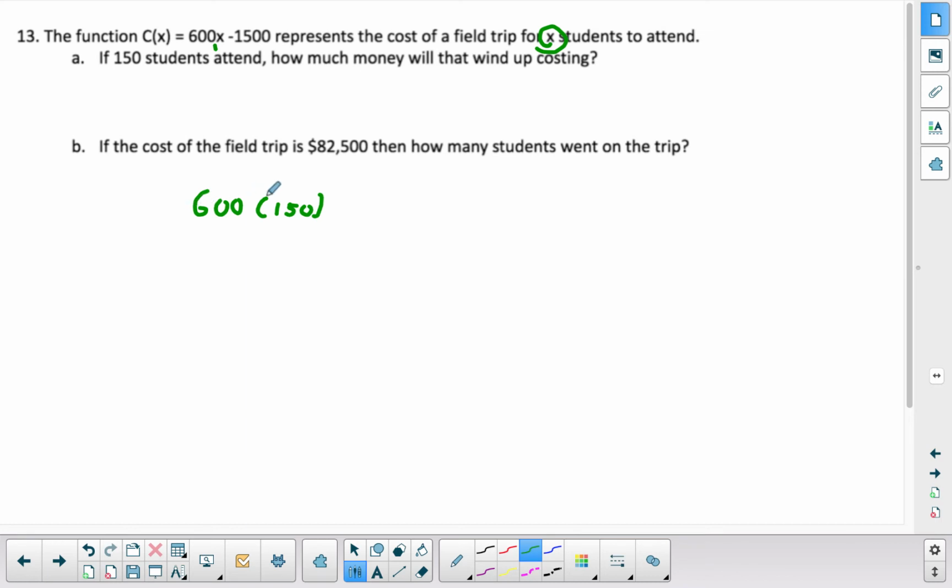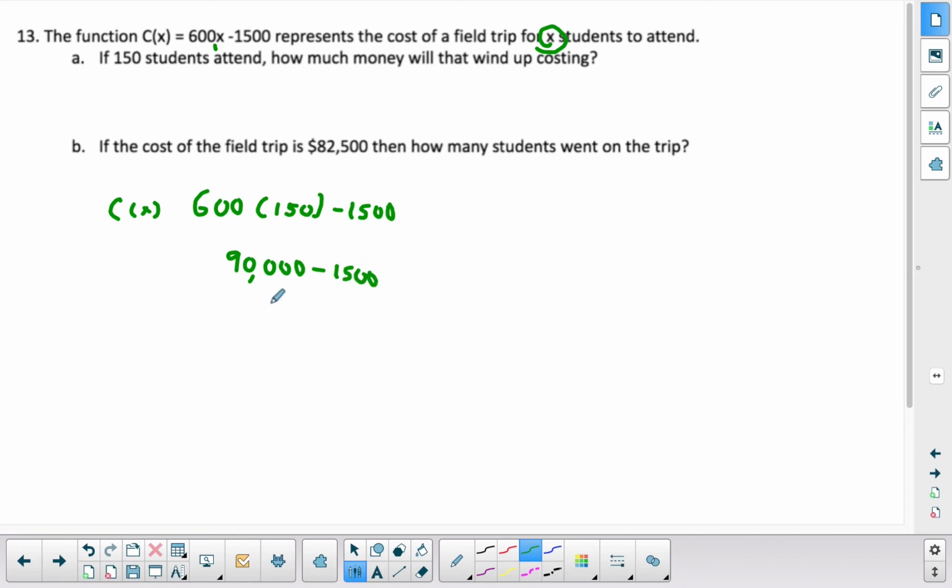Let's see, 6 times 15 is 90. And then I have 1, 2, 3 more zeros. So that's $90,000. And you're also taking away the 1,500. That's probably like the cost for buses or something to that effect. Or maybe, oh, you know what, I'm misinterpreting it. Maybe they did a fundraiser, and so $1,500 has already been raised, so you can take that off of the overall cost. So 90,000 minus 1,500.